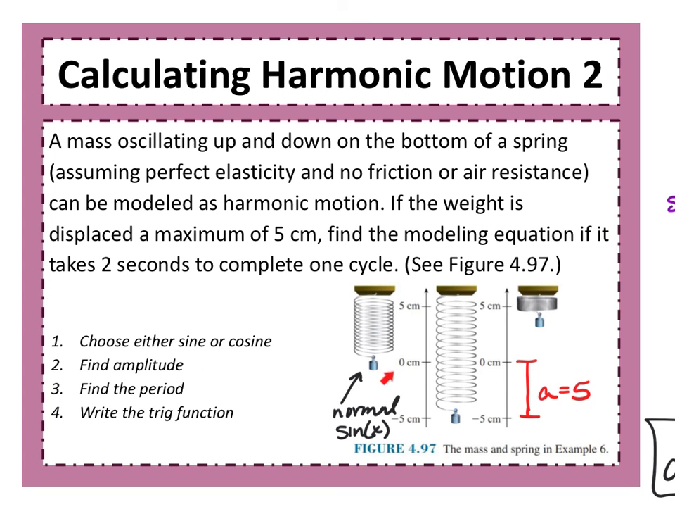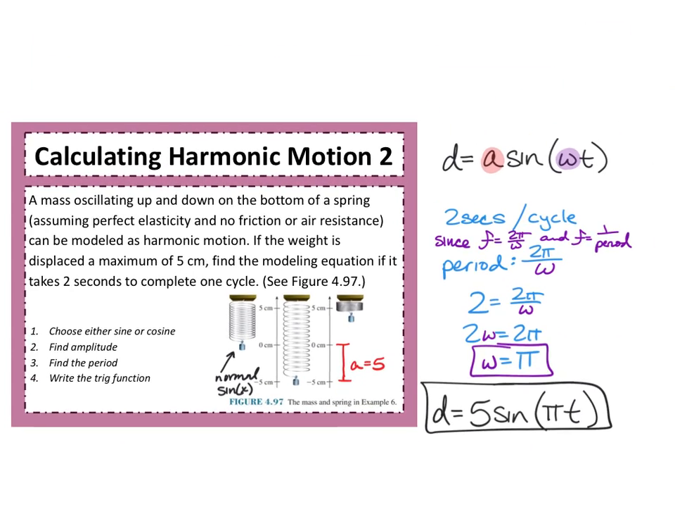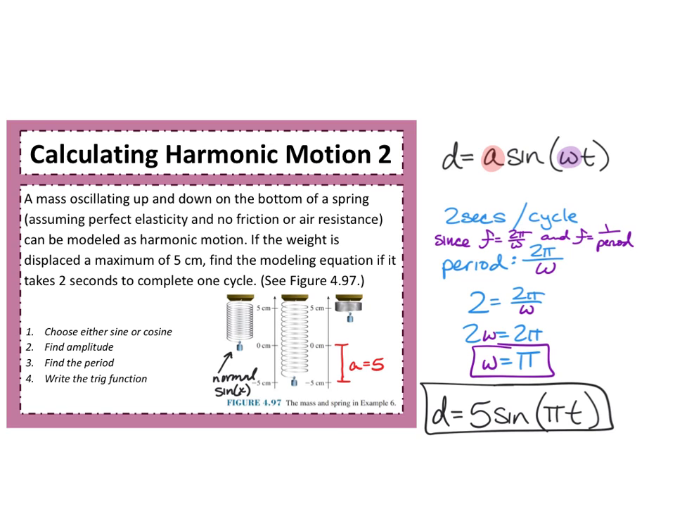We need the amplitude. It says its maximum displacement or change is 5, so it goes down 5, up 5, down 5, up 5, over and over again. So my displacement, my a value, is 5. We need to find the period of the function so that we can write the trig function. So again, we chose sine, and all we need to do is plug in a and omega. Well, a is 5, so great, we take care of that.